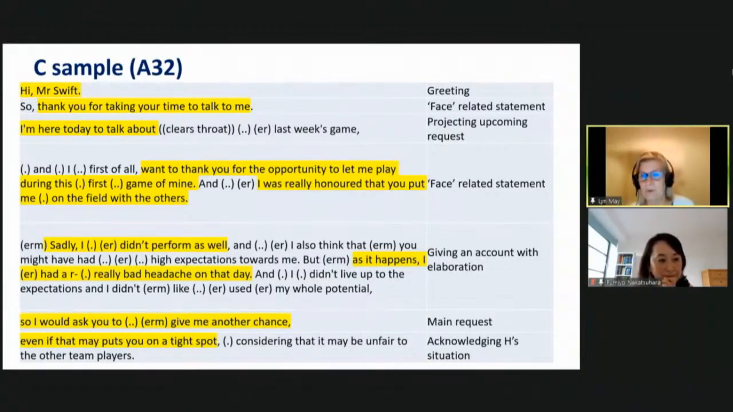There's then quite an elaborate account. So, why is the request being made? What's the problem here? And almost at the end of this, we actually come to the main request, which is then followed by acknowledging the interlocutor's situation again. So there's a lot of latticing, one might say, of face work and preparing the listener for that request there. Okay.